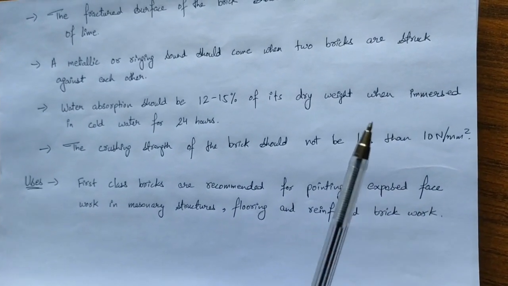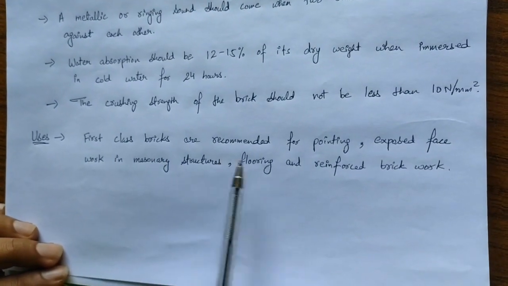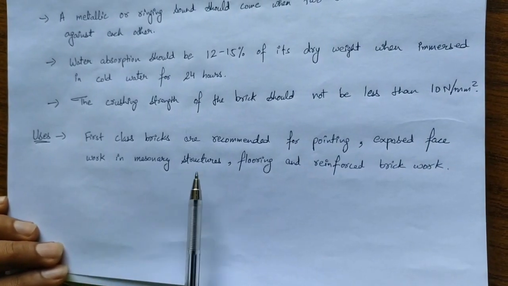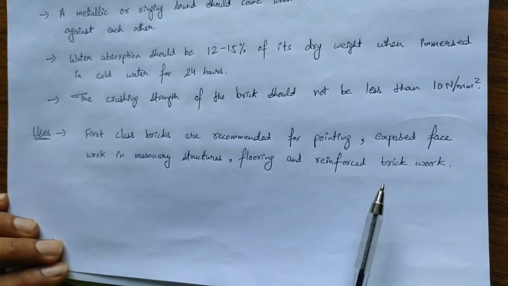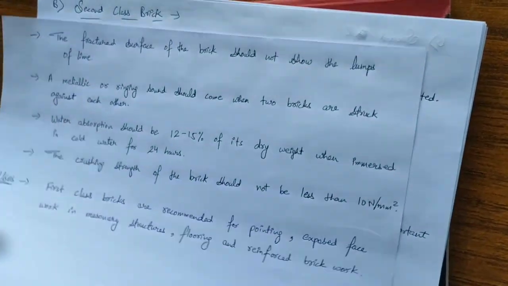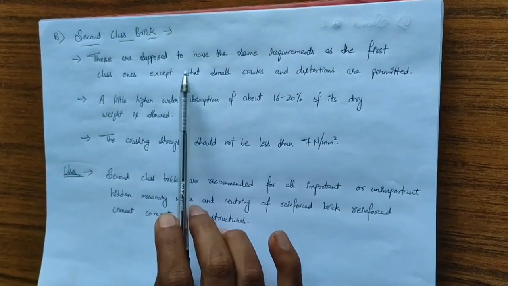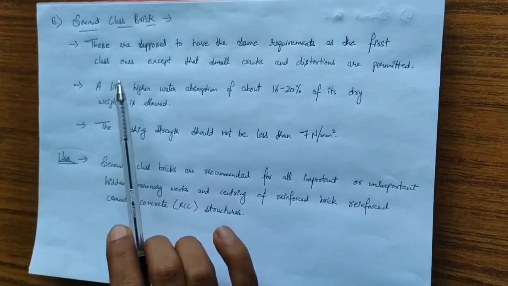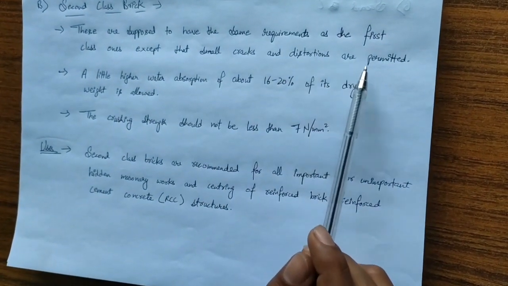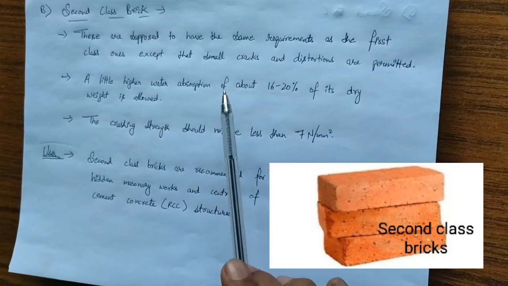So what is the use of these bricks? First class bricks are recommended for pointing, exposed face work in masonry structure, flooring and reinforced brickwork. Let's move to the second class bricks. These bricks are supposed to have the same requirements as the first class ones, except that small cracks and distortions are permitted. I will show you the picture of the second class bricks as well.